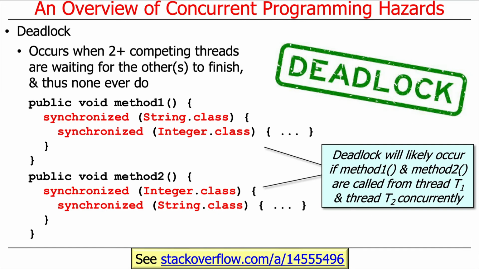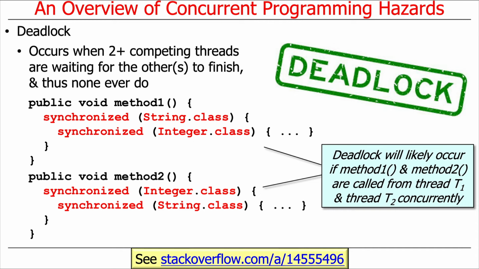There's various ways to get yourself out of or to avoid deadlock. So here's another example. This is a simpler example that demonstrates deadlock just for kicks. Let's assume for sake of argument that thread T1 calls method M1 and thread T2 calls method M2 at the same time. What happens here is that thread T1 is going to synchronize on the String class. Thread T2 is going to synchronize on the Integer class. And then thread T1 is going to try to synchronize on the Integer class, which is locked. And thread T2 is going to try to synchronize on the String class, which is locked. And so now we're in a classic deadlock situation.